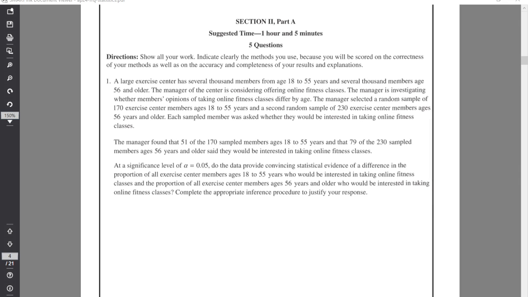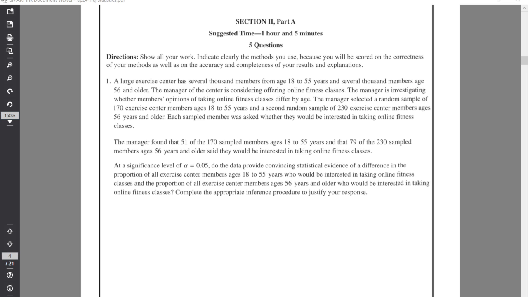All right, kicking off with question 1. We have a significance test right off the bat. We know that because it asks significance level and then do the data provides convincing statistical evidence. And it gives us proportions. We've got 2 proportions coming from 2 separate samples.